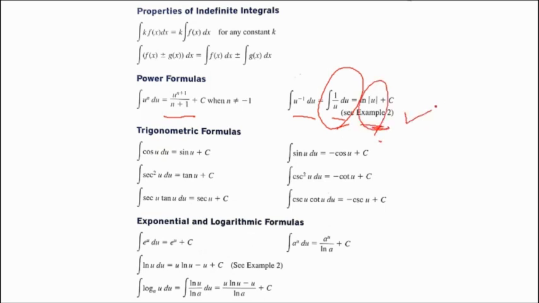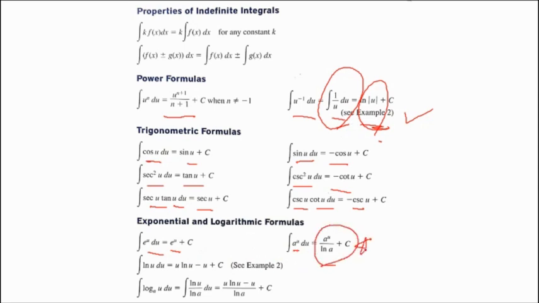We're going to deal with that in example 2. How about trigonometry? Cosine gives sine, sine gives negative cosine, secant squared gives tangent, cosecant squared gives negative cotangent, secant tangent gives secant, cosecant cotangent gives negative cosecant, right? And the exponent will be fine.